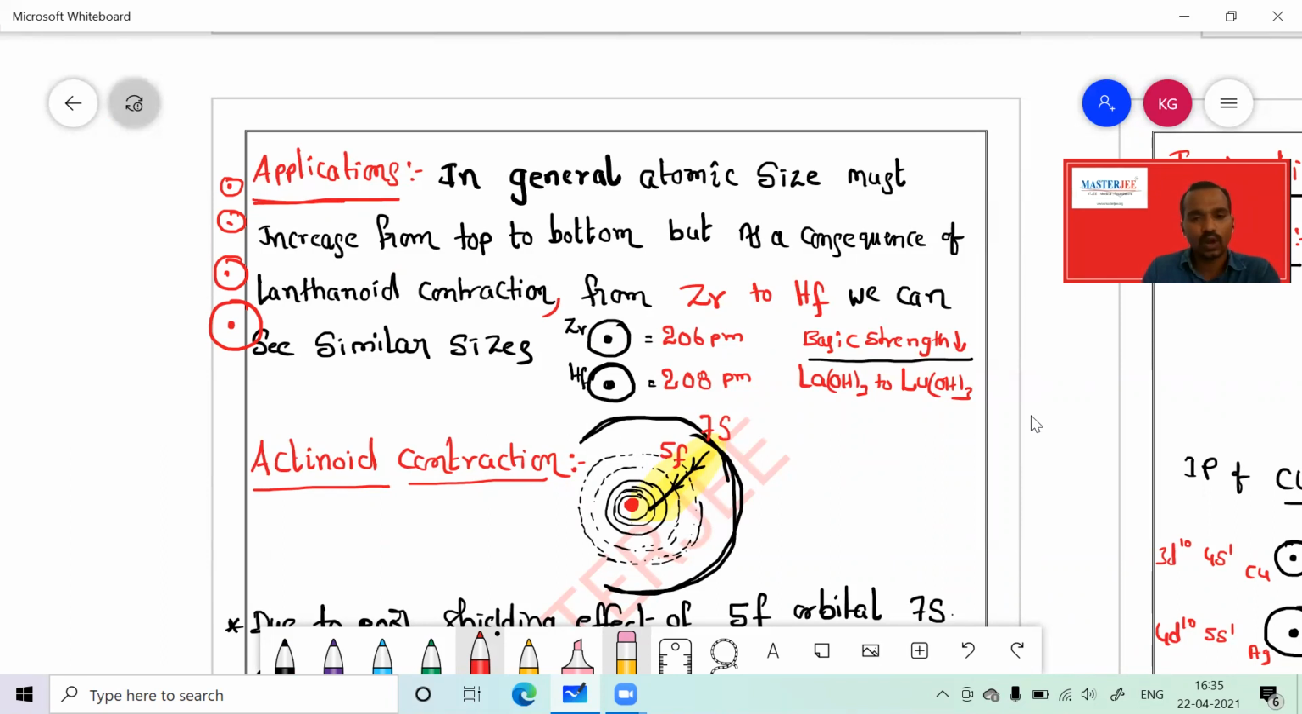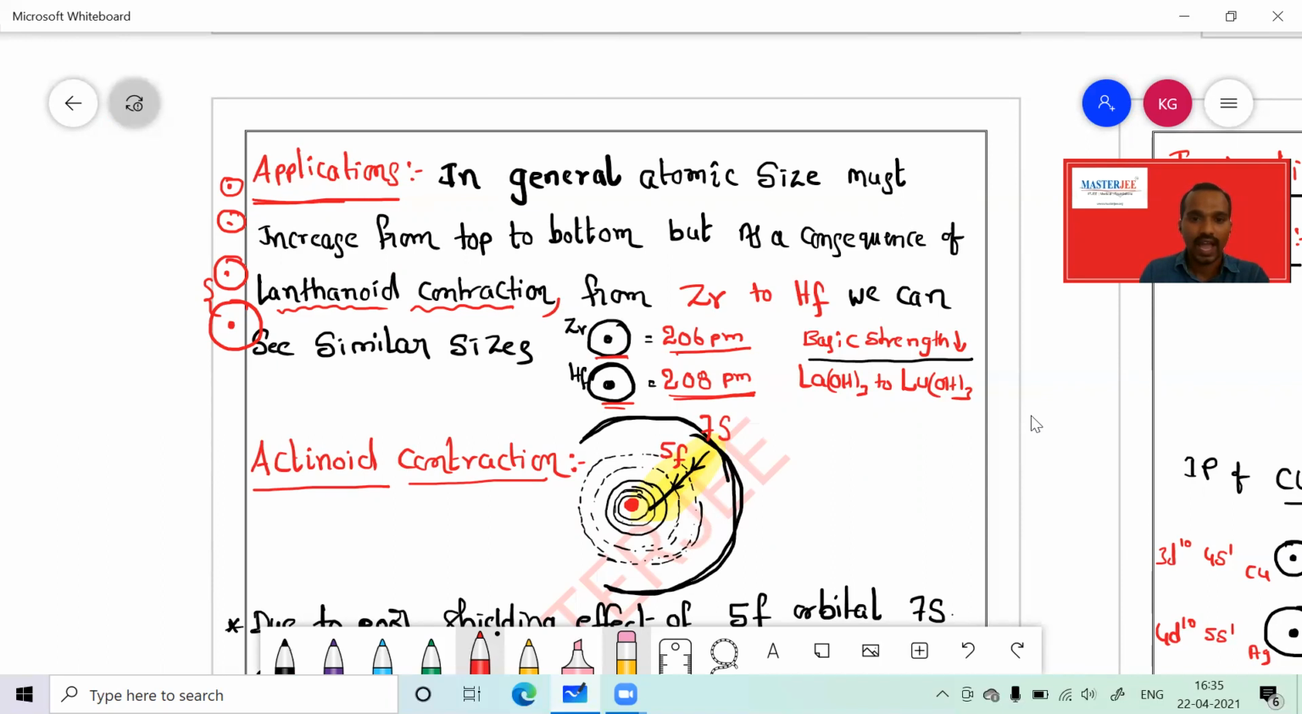That means the first atom and the next atom in the group will have nearly similar sizes. For example, see here, zirconium has 206 picometers of atomic radius. Hafnium has 208 picometers. Similar radius only. What is the reason behind it? Because of this lanthanoid contraction only. Actually, the size of the atom should increase, but due to lanthanoid contraction, the size of the atom looks similar. That is one of the consequences. So atomic radius will be similar.